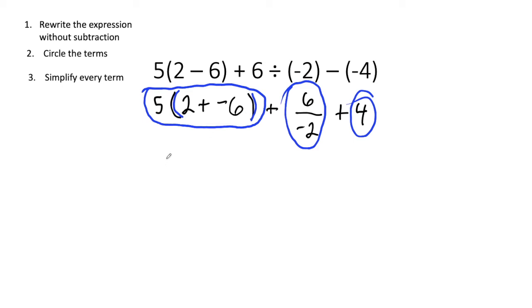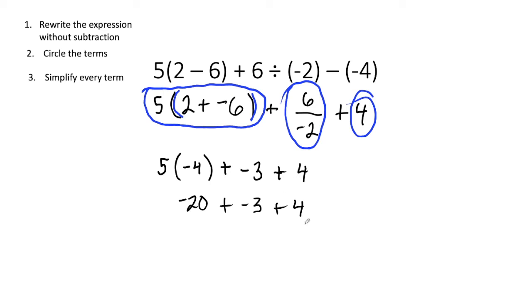So I'm going to start inside the parentheses. That's the only part of PEMDAS I like. Start in the parentheses, the grouping symbols. So 2 plus negative 6 is going to be negative 4, plus 6 divided by negative 2, negative 3. And that 4 was already fully simplified. So that first term still needs a little bit of work. So 5 times negative 4 gives us negative 20. So negative 20 plus negative 3 plus 4.